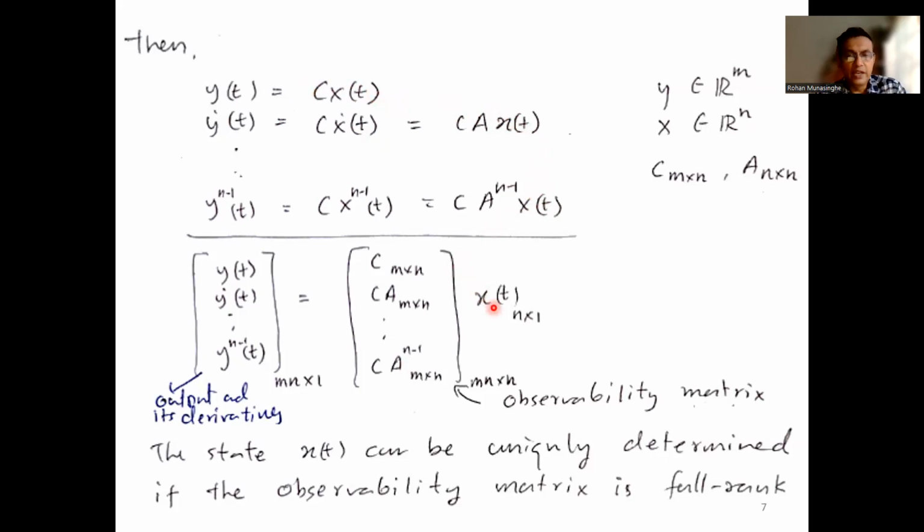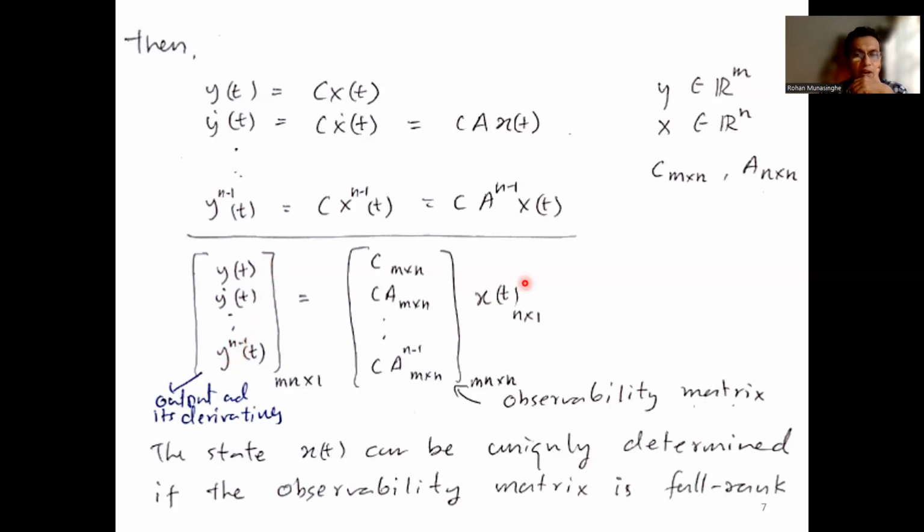So xt is an n-tuple, right? All of the state variables at time t, initial deflection. Same story as we discussed earlier, initial deflection. And on the left-hand side, it is the measurement, yt and all of its derivatives up to n minus 1.